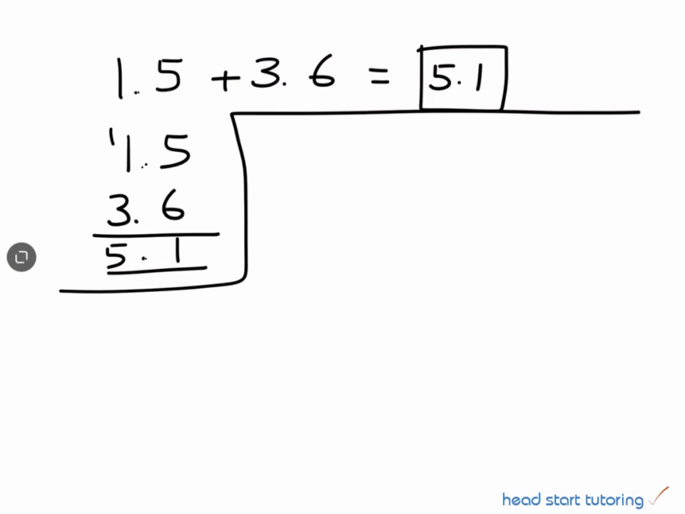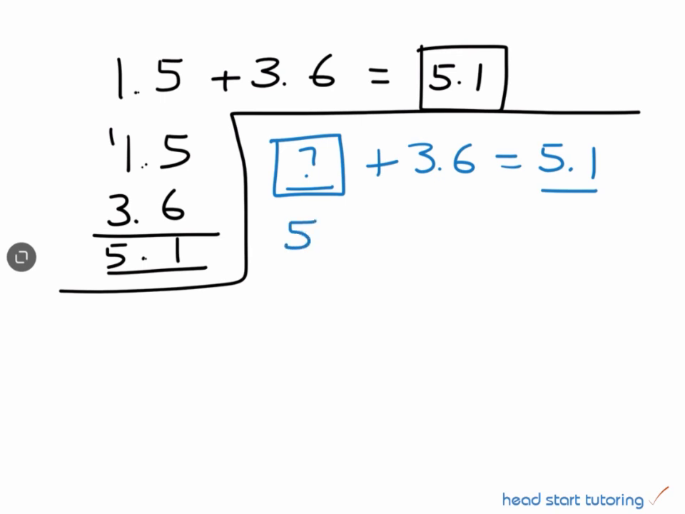But now, if we are faced with a slightly more difficult problem, such as what do I need to add to 3.6 to get an answer of 5.1, I need to use my inverse operations to help me understand how I'm going to work out what my question mark is going to be. So, because of what we have been learning about, we've got 5.1, and we are going to minus 3.6 from 5.1, and let's work that out here.